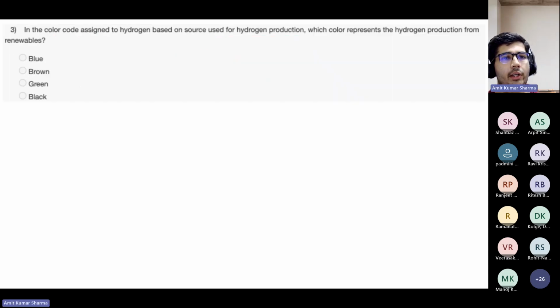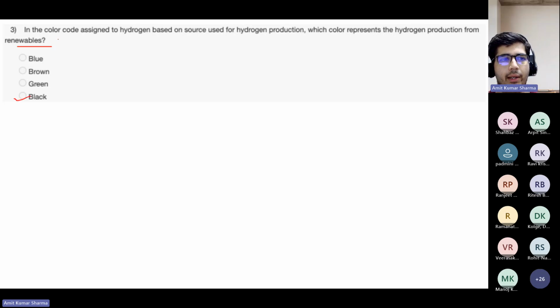In the color code assigned to hydrogen based on the source used for hydrogen production, which color represents hydrogen production from renewables? Green. We all know green represents the renewable.